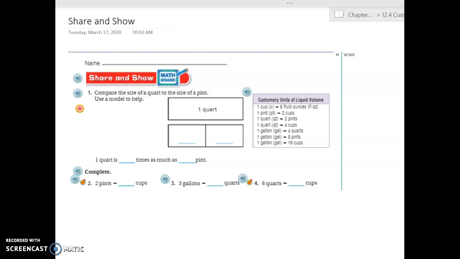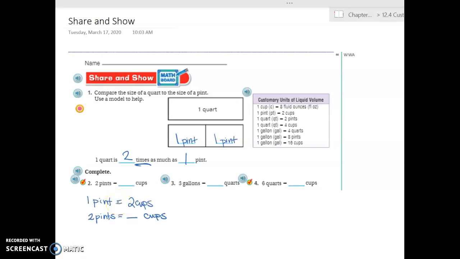And when you push play, I will have the answers for you on number 1. As you can see over here, we looked for 1 quart, and over here, 1 quart and 2 pints. So we had 1 pint here and 1 pint here, and that equals 1 quart. So because there's 2, we can say 1 quart is 2 times as much as 1 pint. Go ahead and solve for number 2, 3, and 4 using this table, and go ahead and pause, try it on your own, and when you push play, you will have the answers.